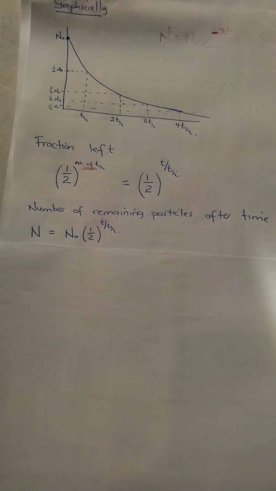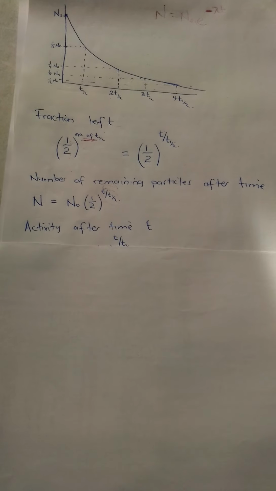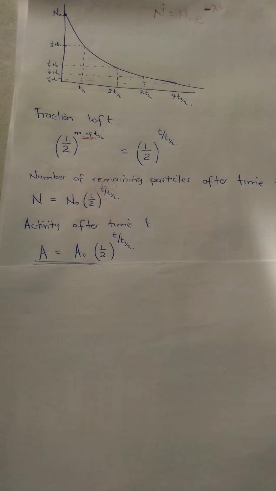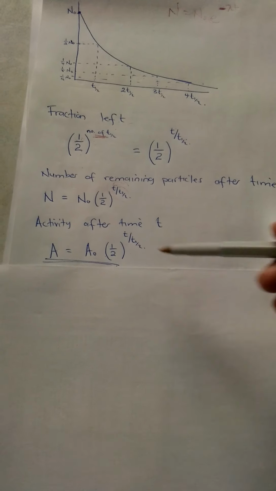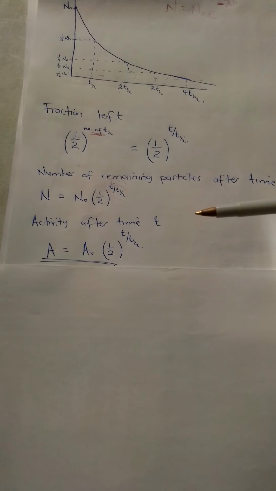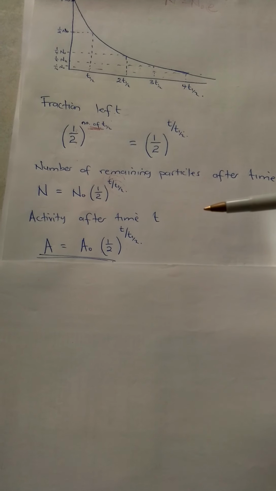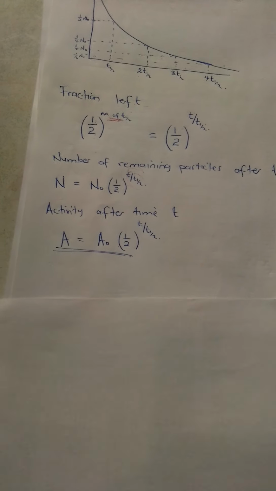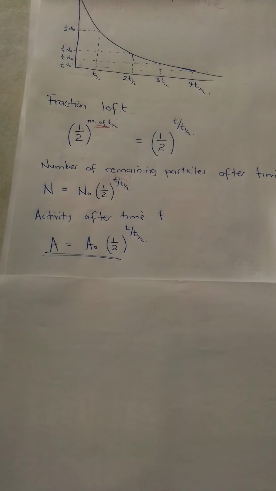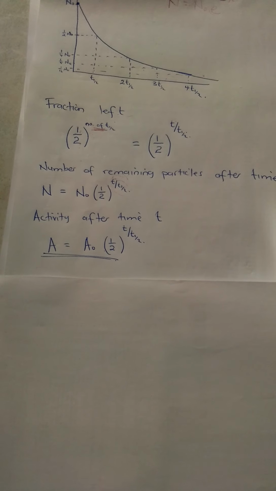The same can be done for mass. The same can be done for activity. This formula will help you to find the fraction of the remaining sample after a certain time t, based on the half-life of a sample.